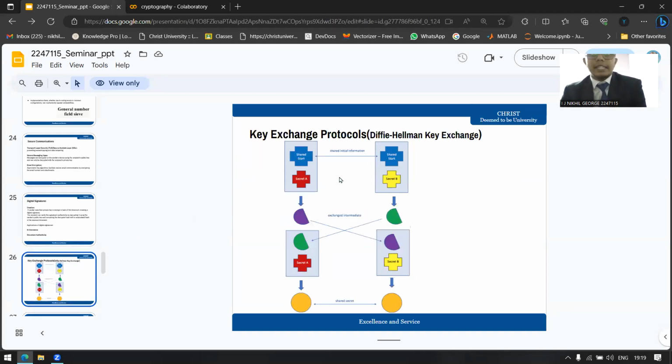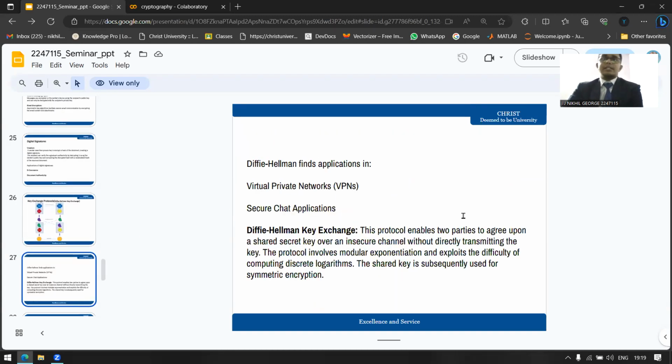Here we learn about key exchanges. So key exchanges basically are a direct transmission over an unsecure, or an insecure, line where you share the secret key. The protocol involves modular exponentiation and exploits the difficulty of computing discrete logarithmic algorithms. The shared key is subsequently used for symmetric encryption.